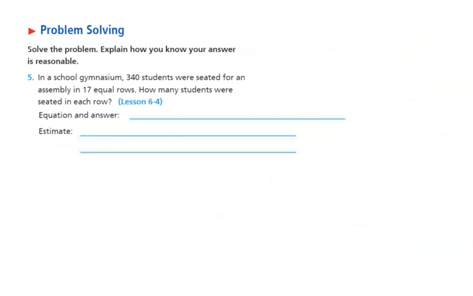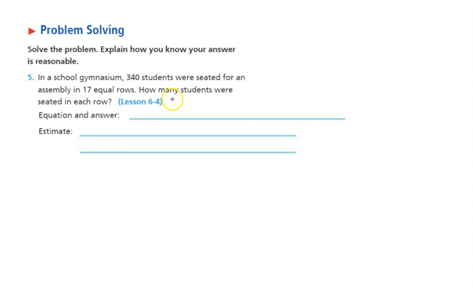So it wants you to tell me whether or not your answer is reasonable. This one says, solve the problem, explain how you know your answer is reasonable. So we're going to solve first with an equation, and then we'll also estimate to see how we did. This one says, in a school gymnasium, 340 students were seated for an assembly in 17 equal rows. How many students were seated in each row?